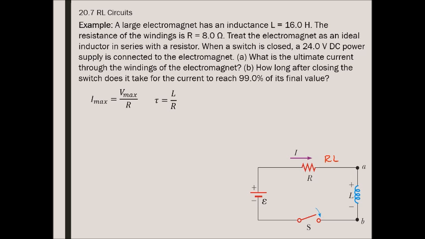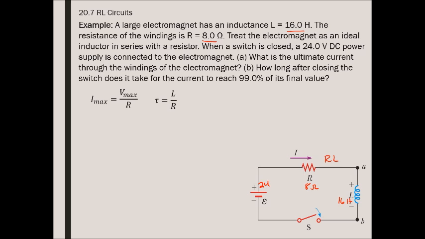So we have a very large electromagnet, has an inductance of 16 Henry, so very, very large. The resistance of the winding is just 8 ohms because it's a very, very long wire. We'll treat the electromagnet as an ideal inductor in series with a resistor. Okay, so we have that in the diagram. When the switch is closed, we have 24 volts here. So 8 ohms and 16 Henries. We want to figure out what the ultimate current is and then how long after closing the switch does it take to get to 99%.